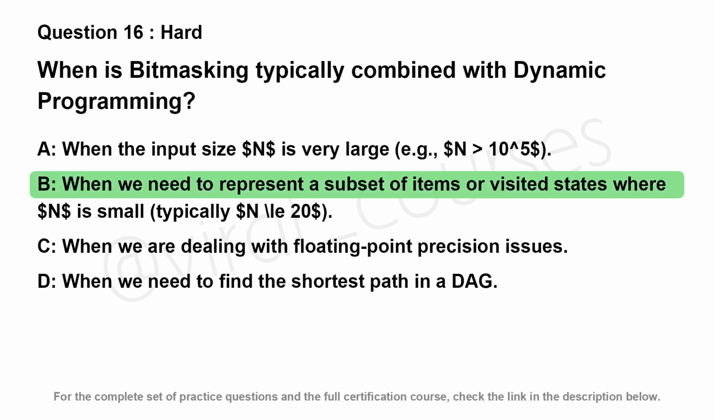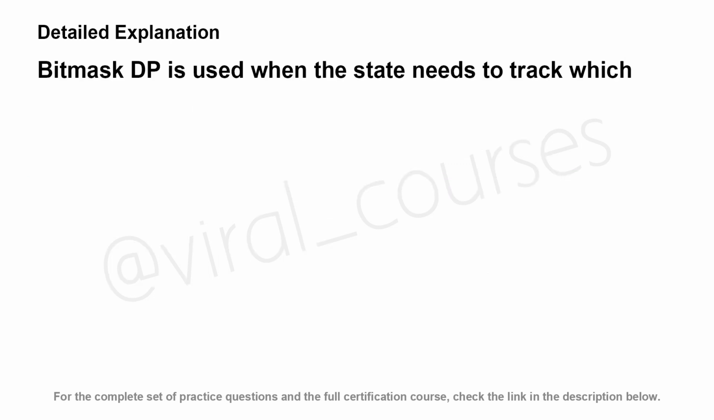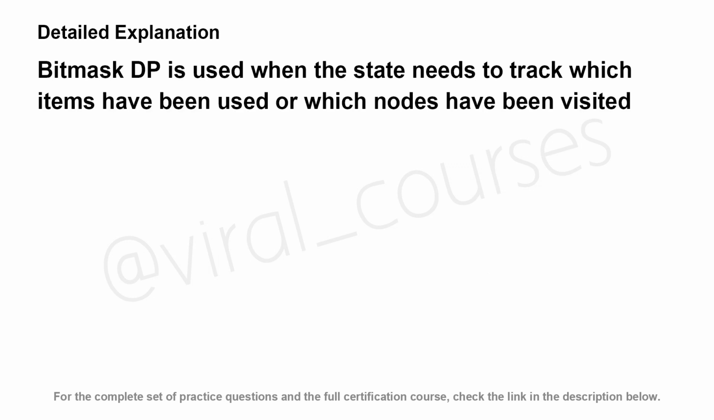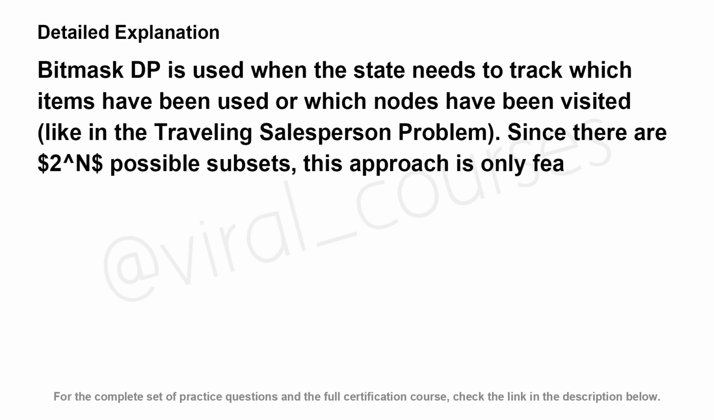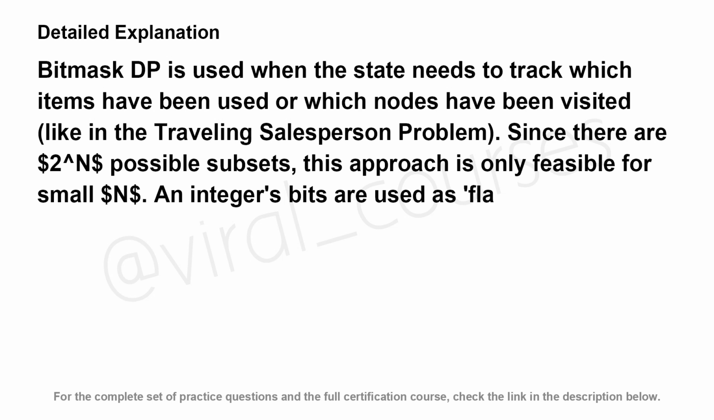The correct answer is B. Bitmask DP is used when the state needs to track which items have been used or which nodes have been visited, like in the traveling salesperson problem. Since there are $2^n$ possible subsets, this approach is only feasible for small $n$. An integer's bits are used as flags to represent the set.